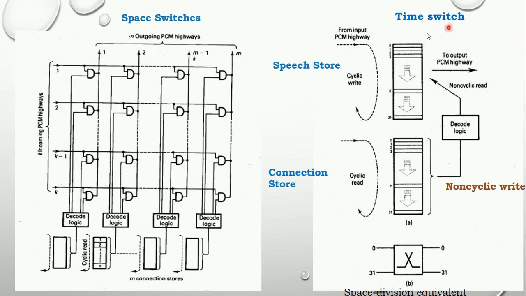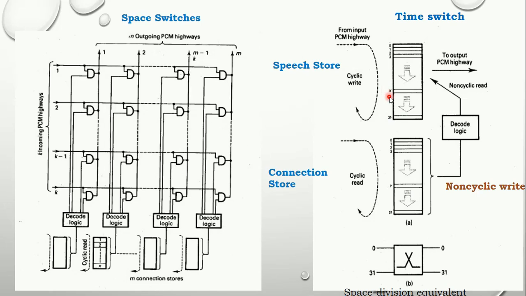And if you observe the time switch, you'll be having 2 stores. One is the speech store and another one is the connection store, and both are connected using decode logic. The second diagram shows the space division equivalent, because each store will be having 32 time slots, numbered 0 to 31. And here the most important thing is you need to remember how you are going to write data to the speech store and how you are going to read out the data. The same thing for the connection store. If you remember the things which are written on the diagram, then it is easy to represent in a sentence.